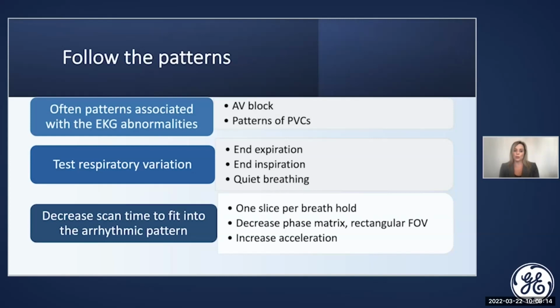I also recommend trying to decrease the scan time to fit into any arrhythmic pattern. So in patients with more arrhythmias, you may only want to try to acquire one slice per breath hold, and then decreasing your parameters to try to make for a faster scan time.